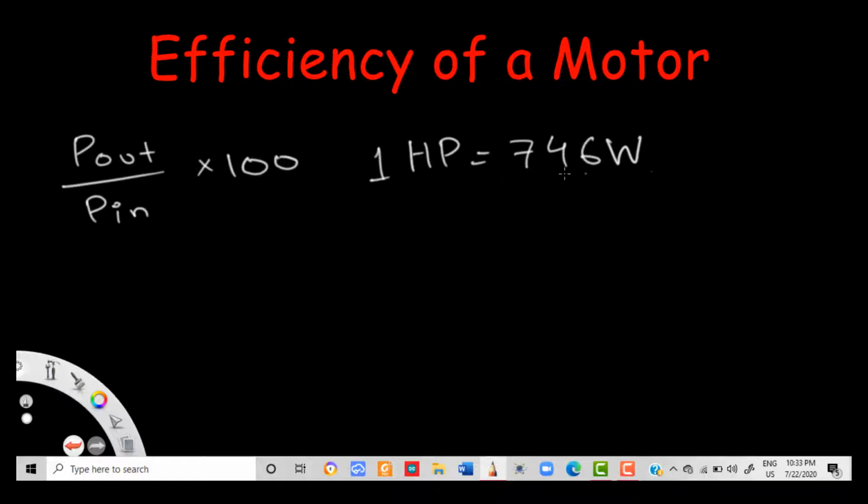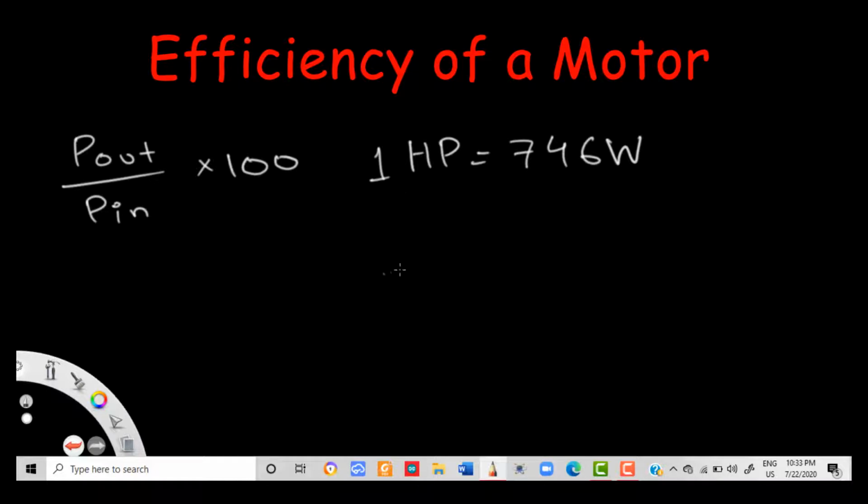So when we have this relation, every single motor will have a labeled horsepower on them. So you can use this known term here to find out the required power output or given a power output.